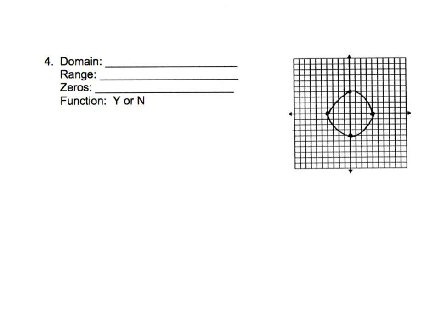All right, I want you guys to attempt this one on your own. Remember, my first recommendation is going to be that you box in this value and write the numbers that go on the outsides. So you need to list the domain, the range, the zeros, and state whether it is a function, yes or no.